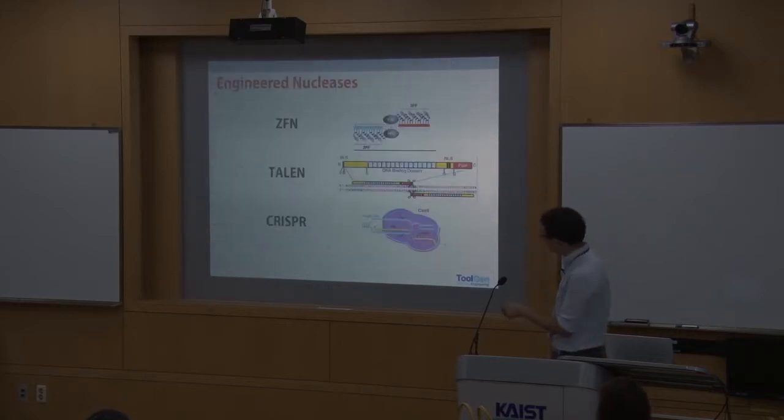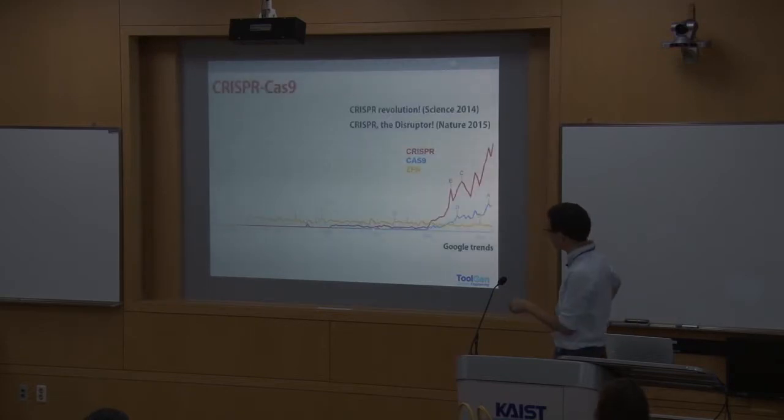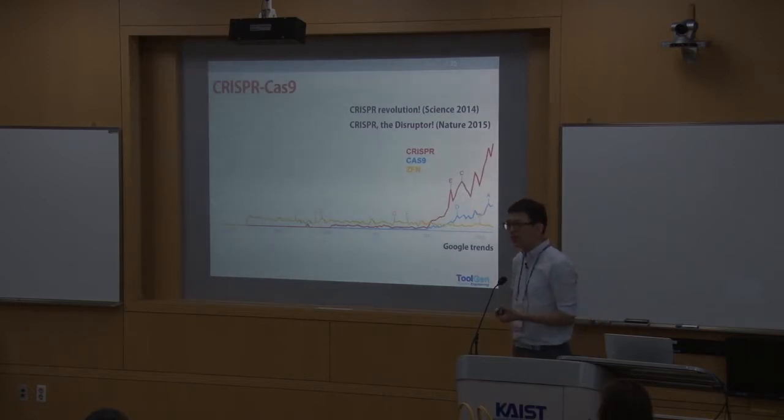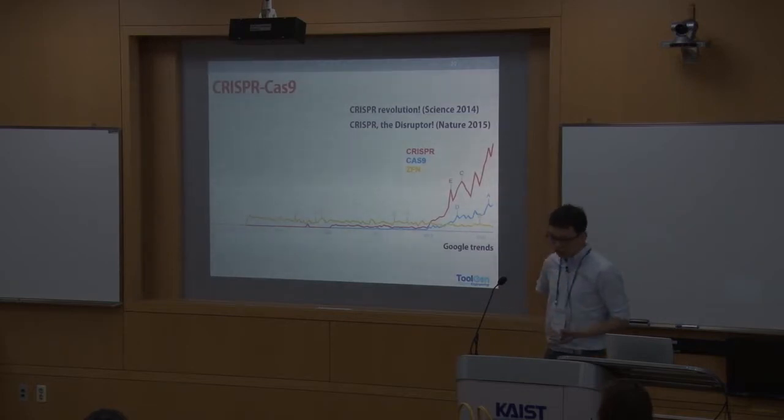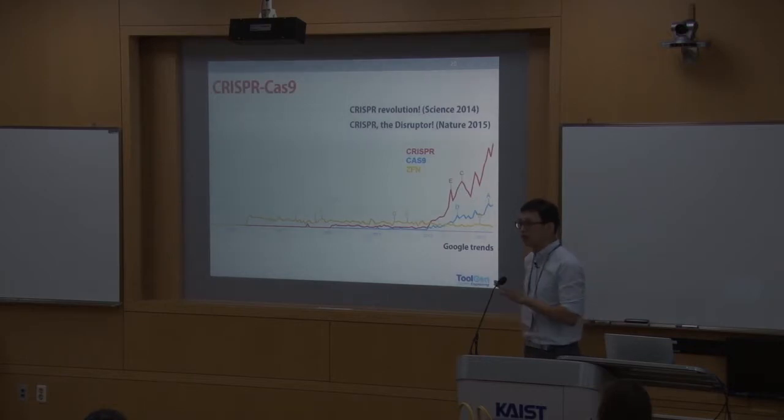Actually, there is something called TALEN, a second-generation engineered nuclease that came between zinc-finger nuclease and CRISPR, but the TALEN graph was very low, also because a lot of people misspelled TALEN as talent when they searched Google, so I couldn't show the graph here. TALEN was actually a very good engineered nuclease platform, but it had its time too shortly to become popular before CRISPR came along.